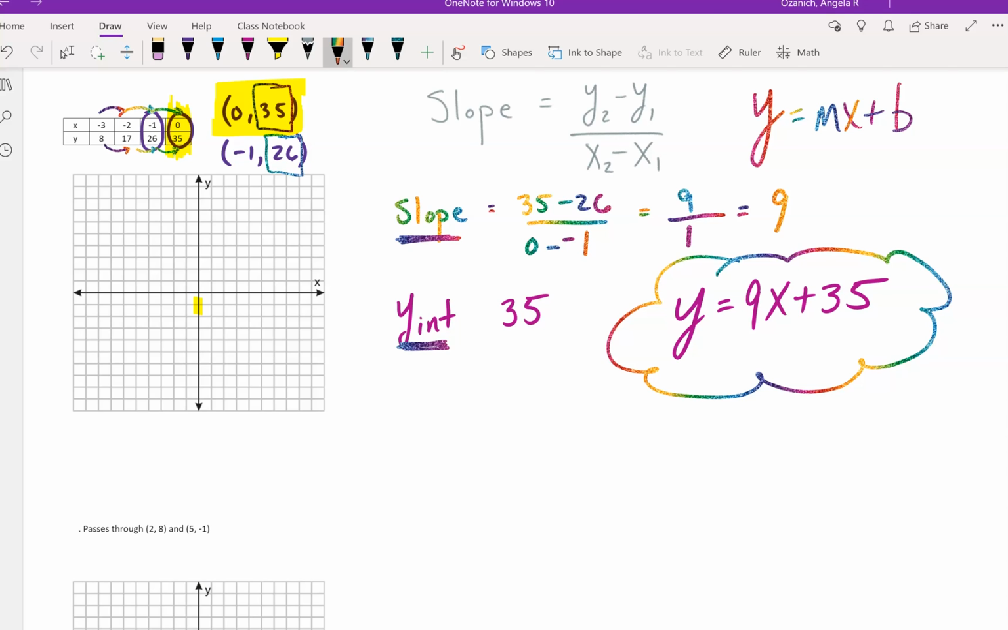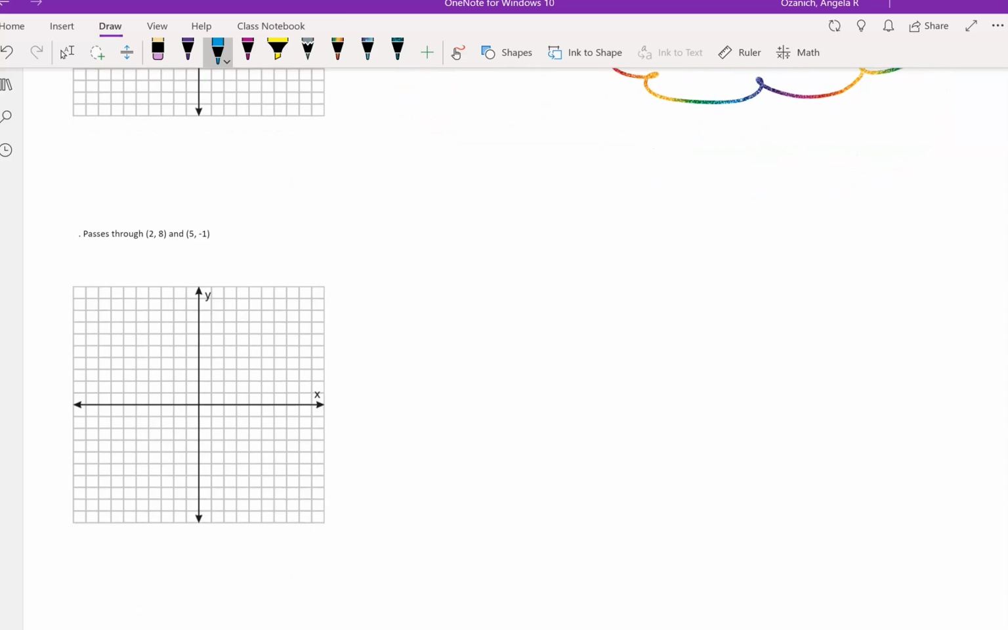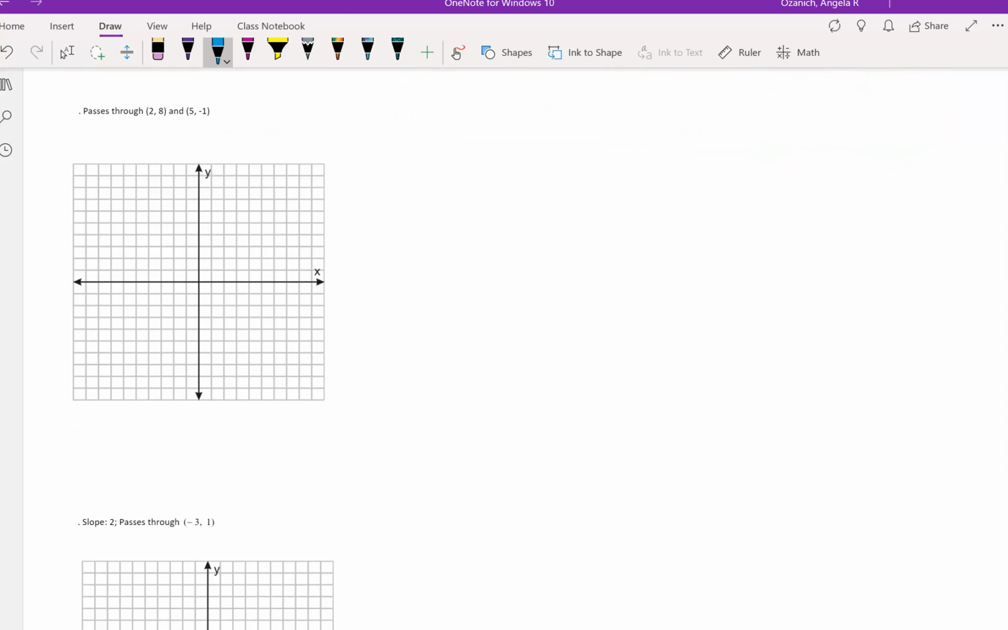All right, let's try a couple more. I think we have enough time. We'll cruise through this next one a little faster. Again, we're working with slope. Here it is. Check it out. We have 2 points this time. 2, 8. Okay. And the point 5, negative 1.